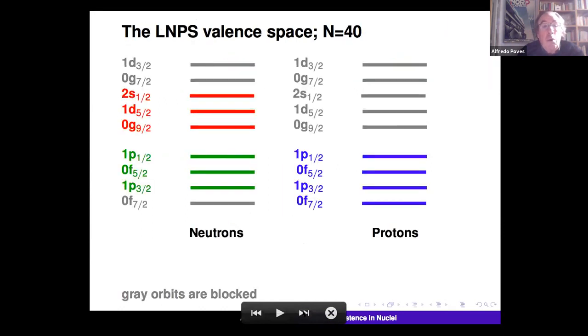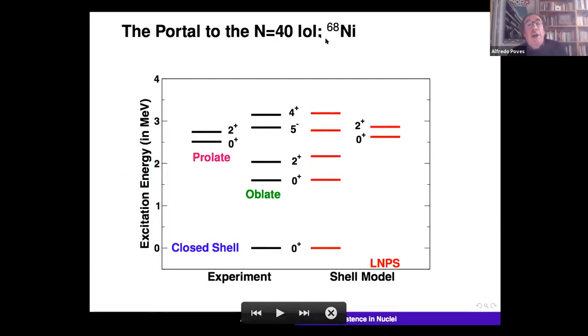Well, for the description of nickel 68, we take a valence space with two major shells that I have sketched here, and we have an interaction, and what we get for nickel 68 is a nice example of coexistence of shapes. Here in the calculation, I compare the shell model results with the experiment. You see that the agreement is extremely good, and the interpretation at the end is that the ground state is a closed shell.